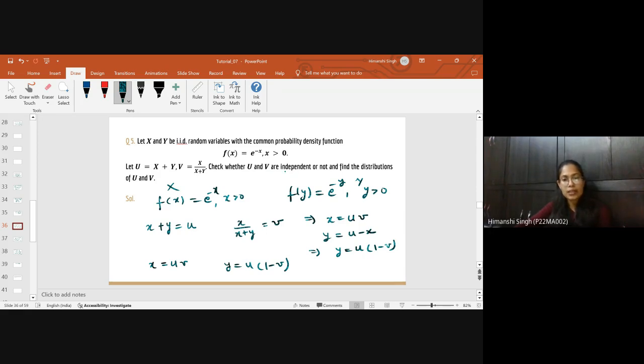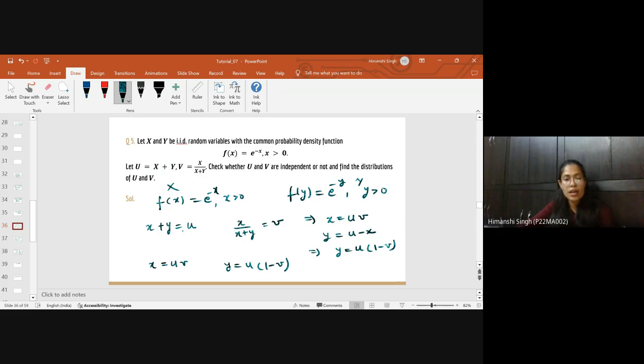Now, to check this, I should find the joint density of u and v and the marginals of u and of v. And I will see whether the product of the marginals is equal to the joint density or not. For that, I will use the theorem which I stated in the beginning of the lecture: we find the inverse transformation and put it in the joint density of these two. So I will equate x plus y to u in order to find the inverse images, okay? And x upon x plus y to v.